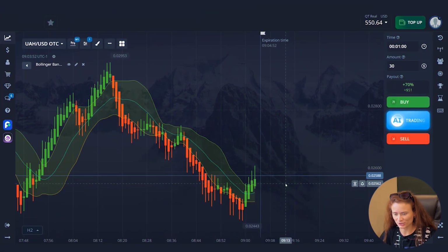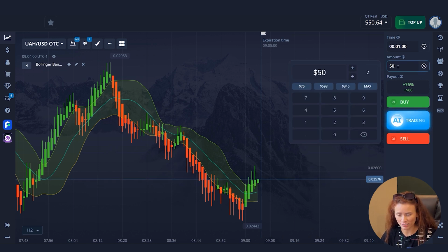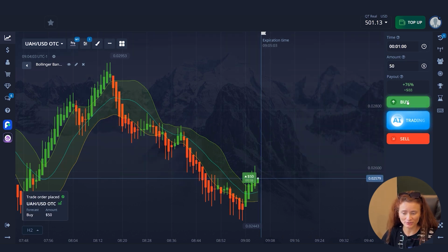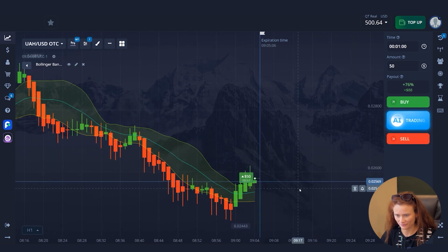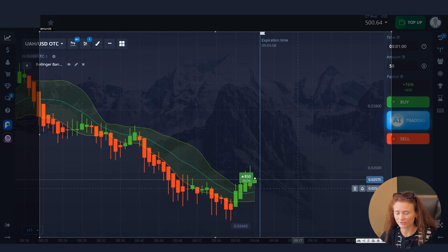Found the first suitable situation, so let's break it down and open a trade. The trading time will be 1 minute. I will start with $50 and my forecast is that the price will increase. So I'll press the green button to open the trade. Are you ready? Then let's take a closer look at the situation and why I made such a prediction.